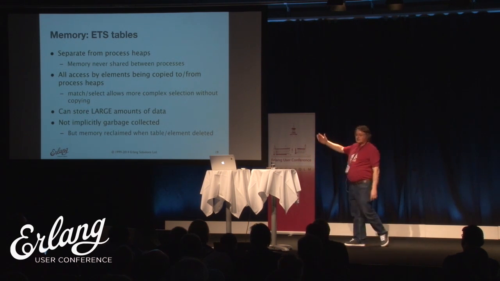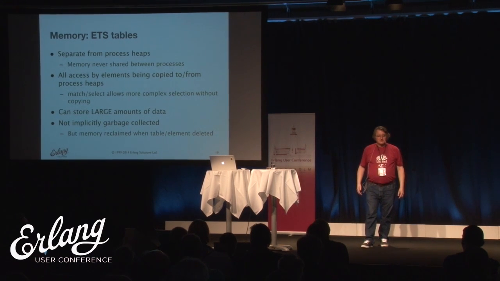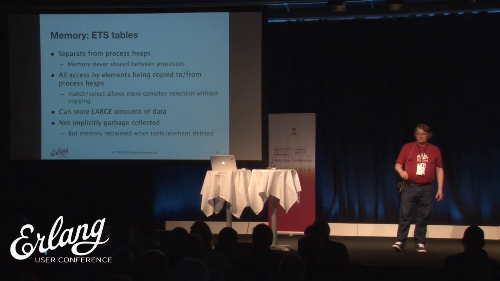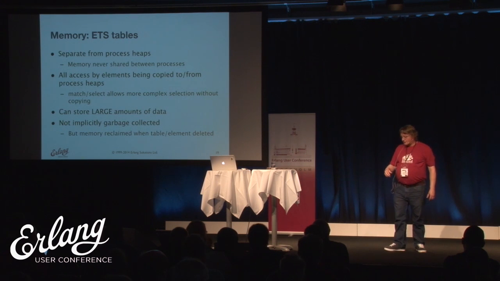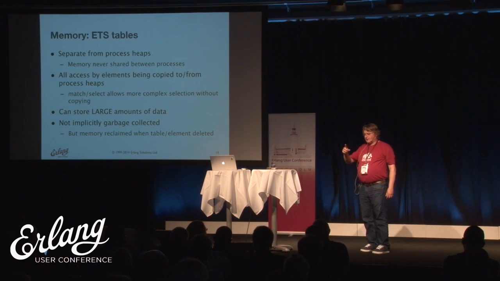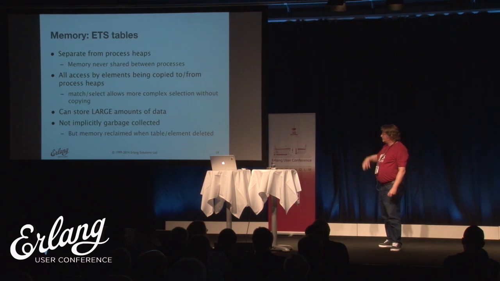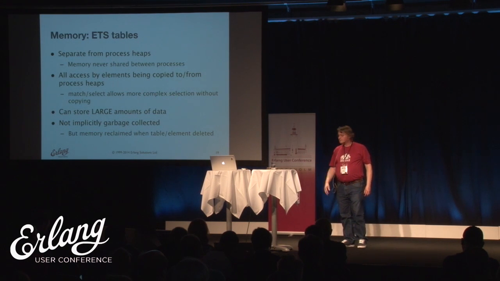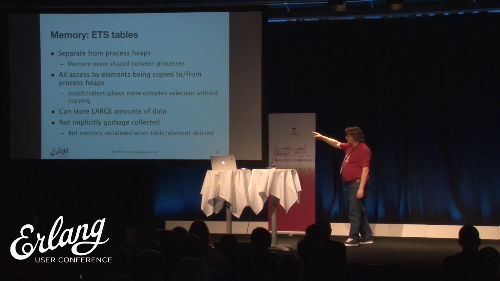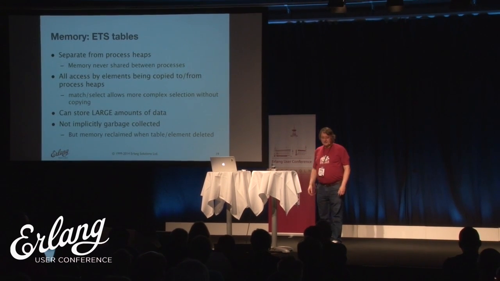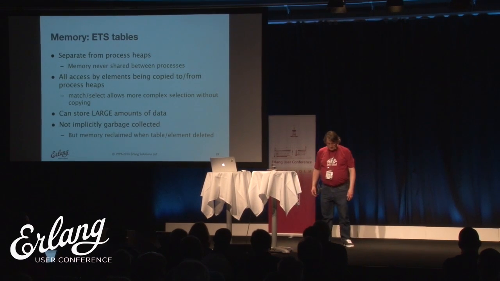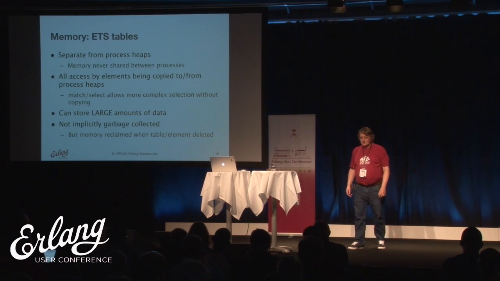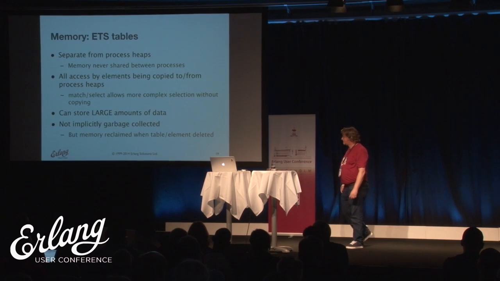That's why you have things like match and select, because they allow you to do a lot of work picking out exactly which elements I want before I actually copy them into my process. Otherwise, I could just do first and then next, and step over each one, copying it and looking for it. Match and select allow me to do a lot of that work while the data is still in the ETS table. That's one reason for them. But the big thing here is I can store large amounts of data in ETS tables. Gigabytes is not uncommon. And if you go talk to Klarna, they have terabytes of data in their ETS tables. So you can have lots of data in there.